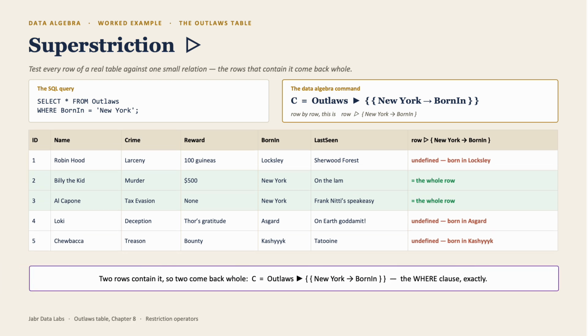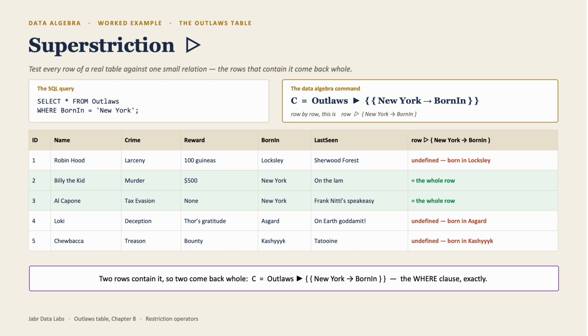Now let's do this with some real data. Here we use the Outlaws table from the Data Algebra book. It has 5 rows and 6 columns. The SQL we want to imitate selects every outlaw born in New York. And here is the Data Algebra command that does the same work. C equals outlaws, cross superstriction, the clan holding one couplet, New York points to born in. Row by row, that comes down to a plain superstriction of each row against that single couplet relation.